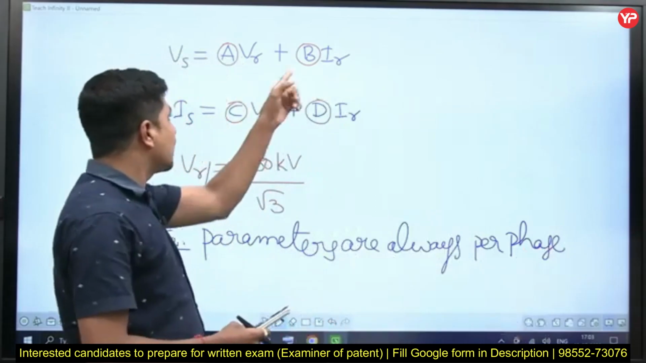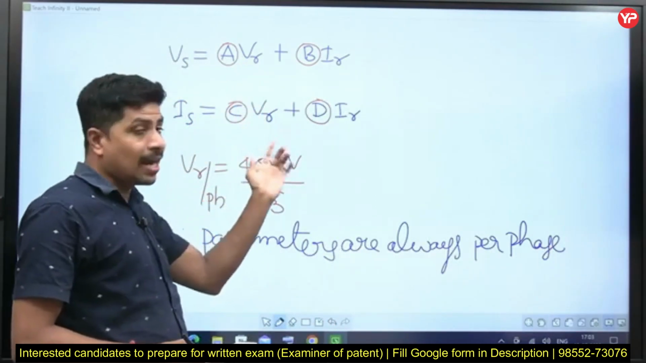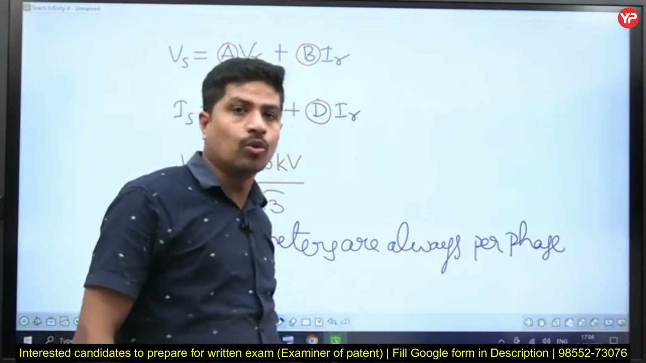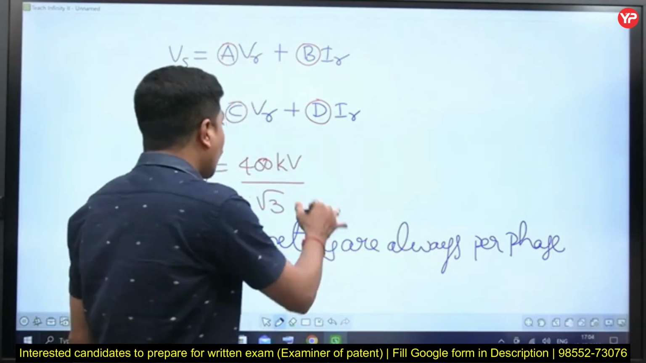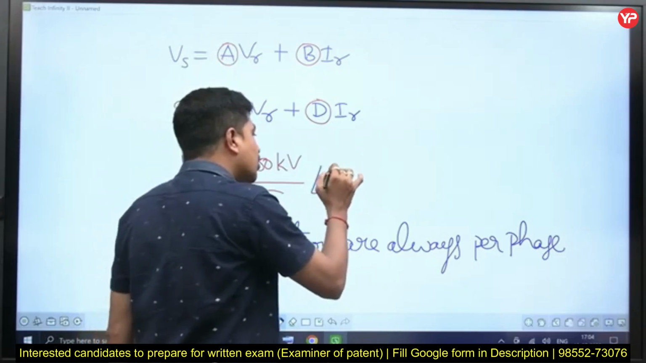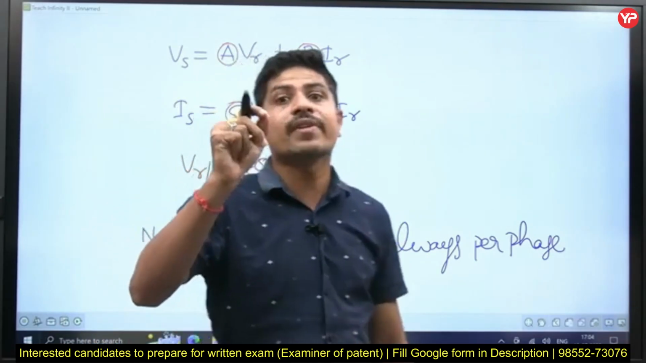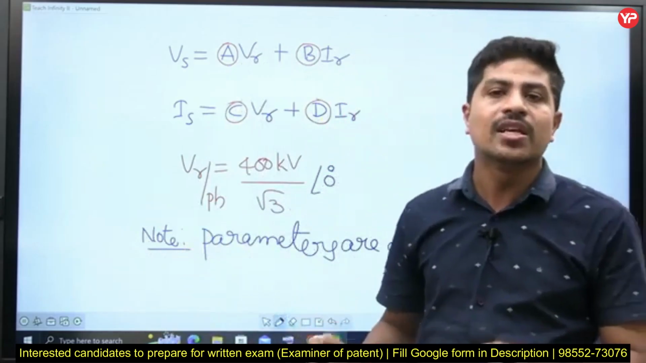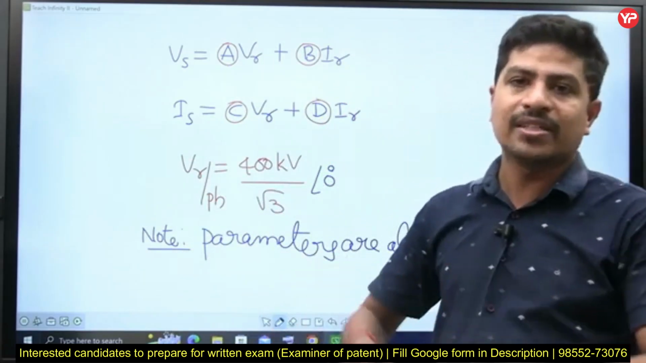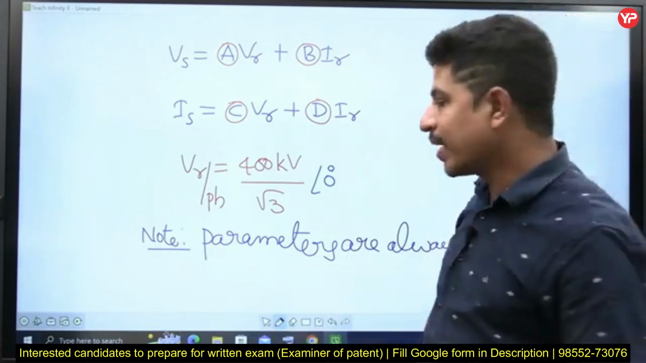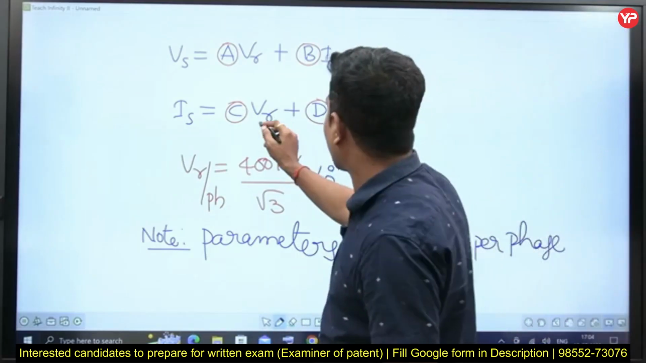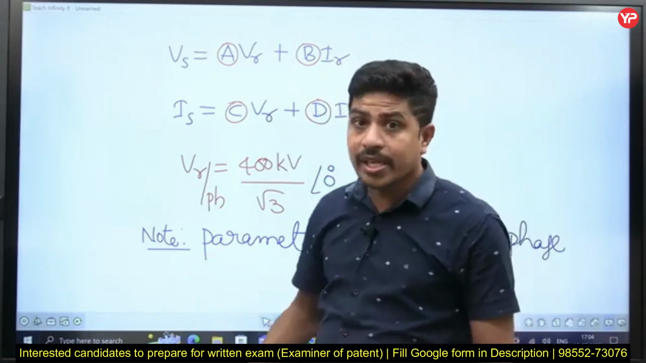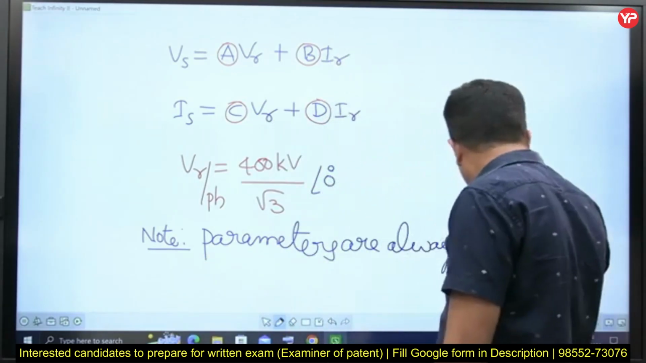So if ABCD are per phase, then definitely VR and IR must be per phase quantities only. That's why I took VR by root 3. And I have to take the angle of VR as 0 degrees. Why? Because always receiving end voltage is taken as a reference. In power systems we always take receiving end voltage as reference, then its angle will be 0. Now I have VR. I do not have IR. I do not have ABCD. You may be thinking, sir, we have ABCD.